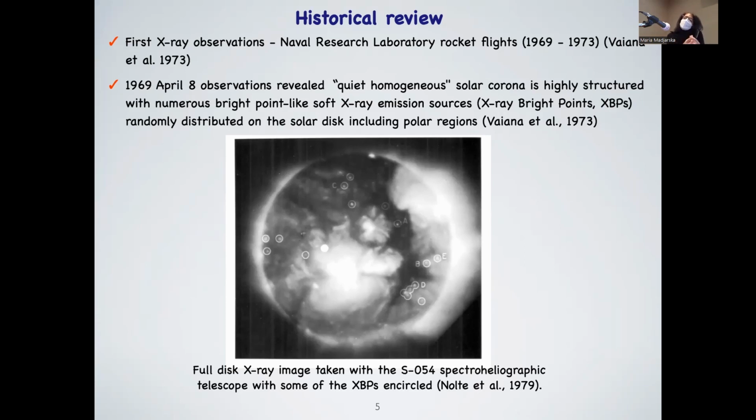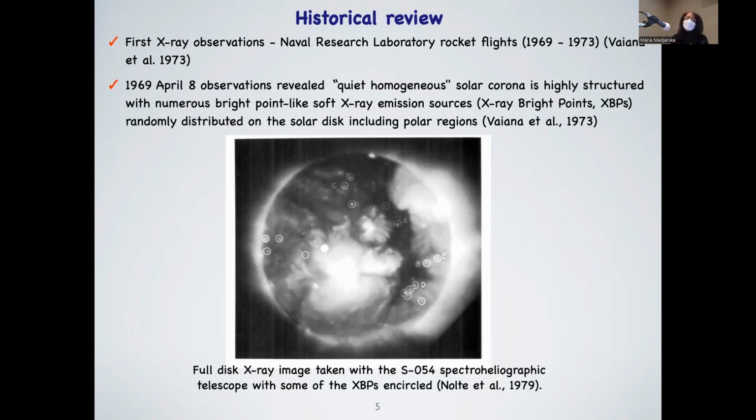So between 1969 and 1973, the Naval Research Laboratory launched a few rockets with X-ray telescopes on board, and they decided for each launch to select a different exposure time. At that time, the regions outside active regions of the sun were very homogeneous, nothing was visible in this region. So that's where the quiet sun term comes from.